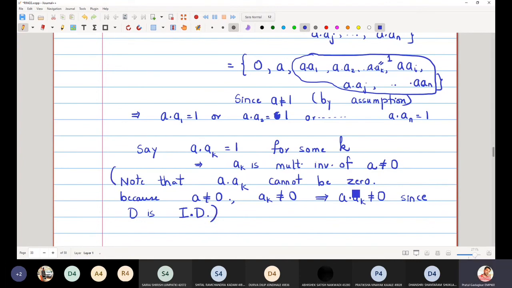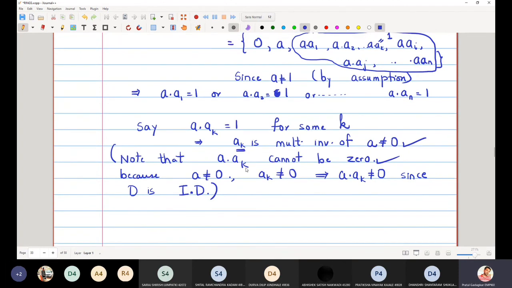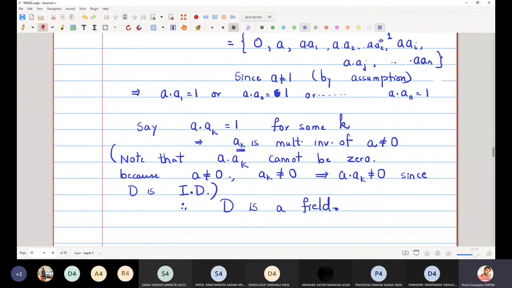And therefore, we have taken any a and we have found the multiplicative inverse of a. Who is that multiplicative inverse of a? That multiplicative inverse of a is ak. And therefore, we have proved that D is a field. So we have proved that any finite integral domain is nothing but a field.